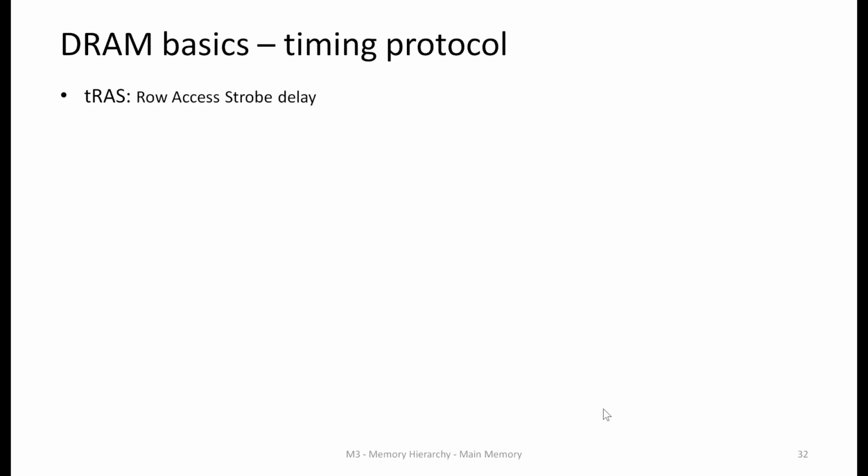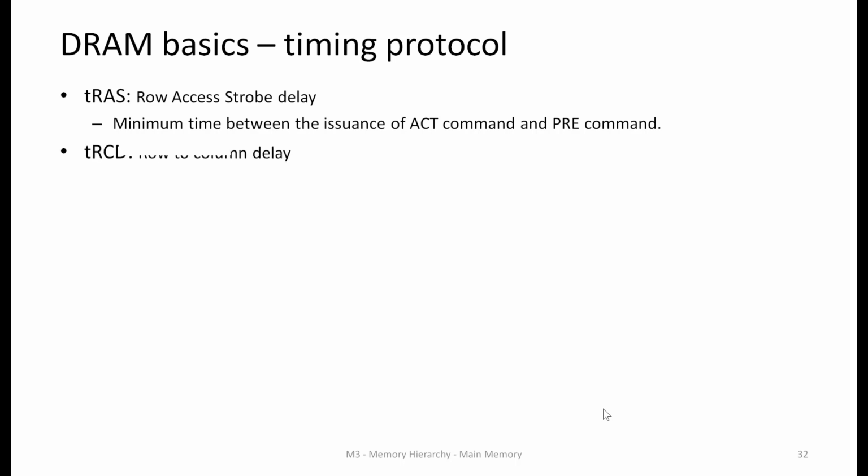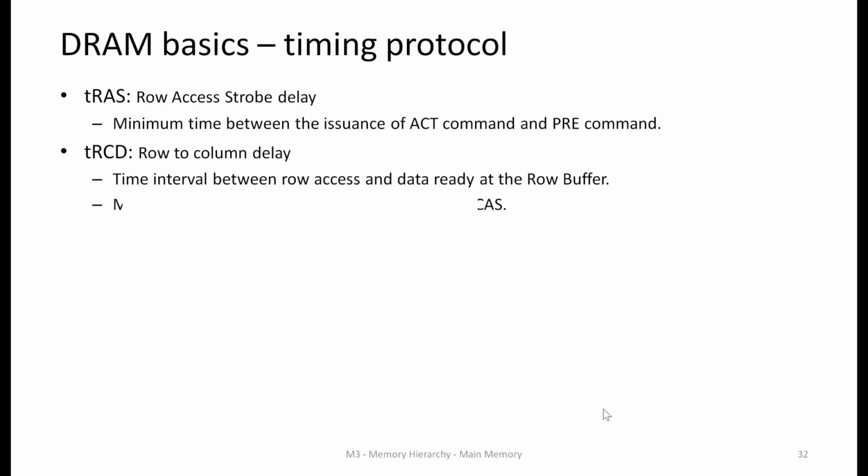tRAS is the row access strobe delay. Basically, it is the minimum time between issuing an ACT command and a PRE command. So only after tRAS time, after sending an ACT command, we can send a PRE command. Another timing is tRCD, which is row to column delay. This is the minimum time it would take for us to read a row and write it into the row buffer. So the way to interpret this delay is, this is the minimum time between an ACT and a CAS.